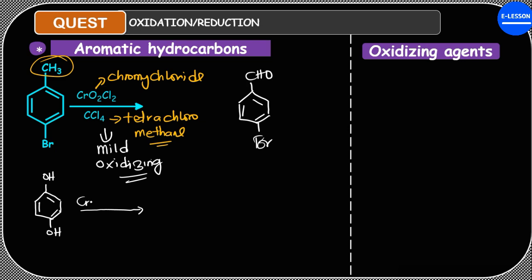Contains hydroquinone. This CrO3, the same thing with acetic acid, all these are oxidizing agents. Now when these react, the product is it will form benzoquinone, right? We form benzoquinone. Benzoquinone is something like this: double bond O, double bond O.